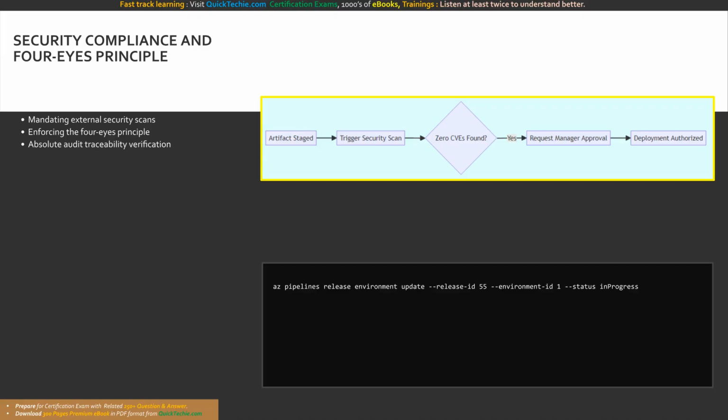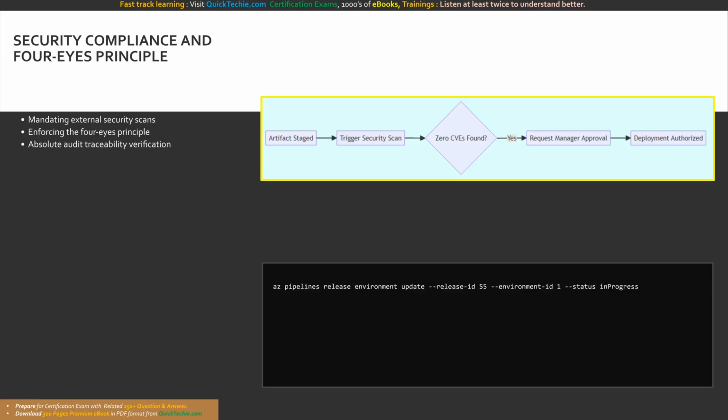The pipeline is suspended until the external scanner returns a cryptographic payload confirming that zero critical vulnerabilities were detected. Furthermore, for highly sensitive financial or healthcare applications, organizations use release gates to strictly enforce the Four Eyes principle. This principle mandates that the engineer who authored the code cannot be the same individual who authorizes its deployment. By combining automated security validation gates with strict, multi-tier manual approval policies, organizations achieve absolute audit traceability verification.